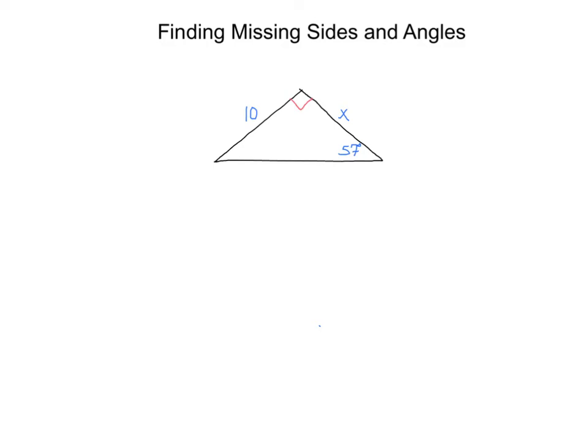Let's go ahead and use our trig functions to find some missing sides and angles. Here I've got a right triangle. I've got a 57-degree angle down here, one side of 10 and one side of x. So let's see if we can find x here.